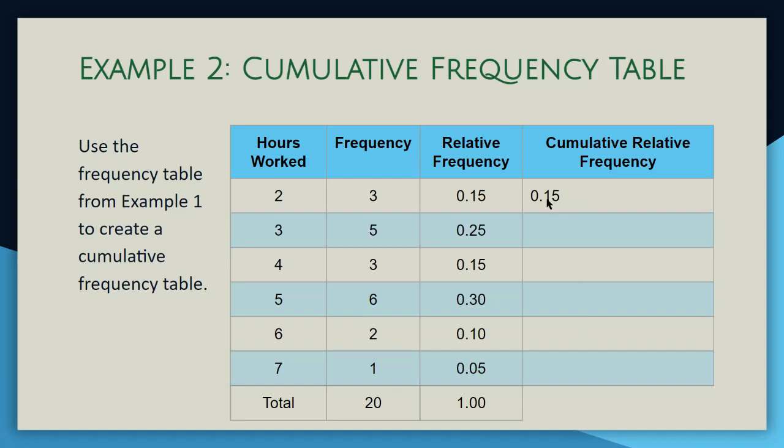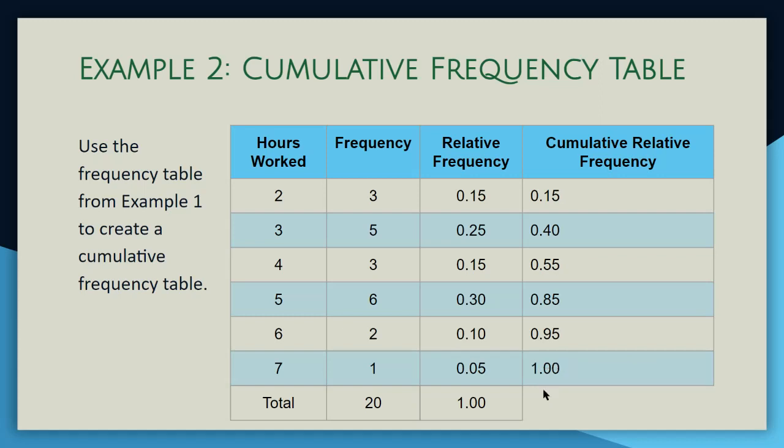The next row, I'm going to pull that number down and add the new relative frequency to that. So 0.15 plus 0.25. So my new value is 0.40. And then I repeat. That value comes down, 0.40, and then I add the new value, 0.15. So 0.4 plus 0.15 is 0.55. And then we repeat. Pull the 0.55 down, add the 0.3, pull the 0.85 down, add the 0.1, pull the 0.95 down, add the 0.05.